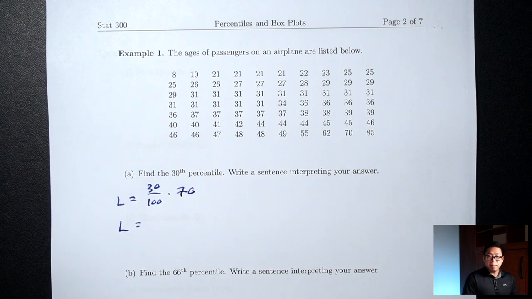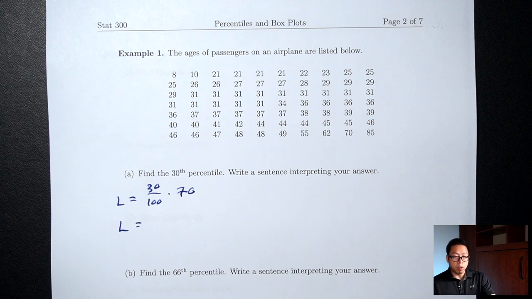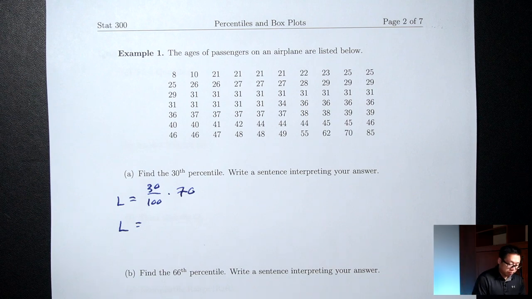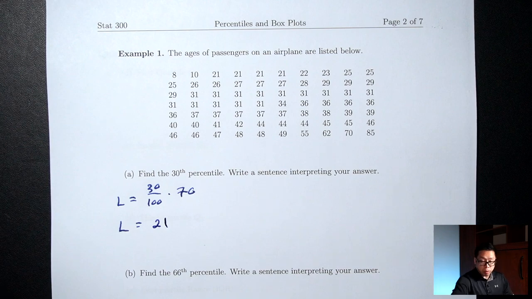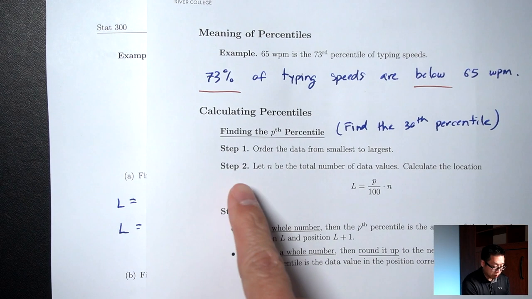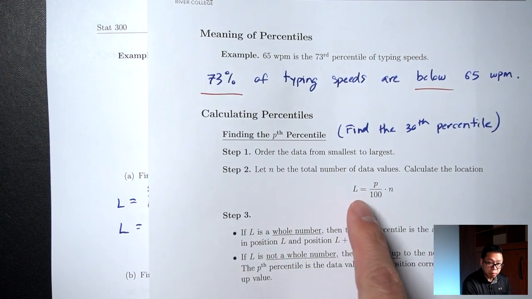And let's calculate this. 30 over 100 times 70. And I get 21. We're not done. Remember, there were three steps and we only did step two. So step two was finding this L.